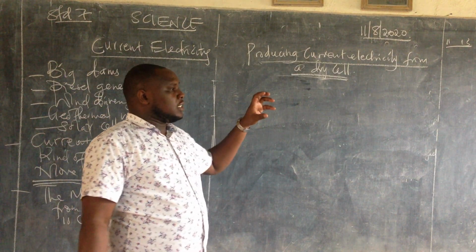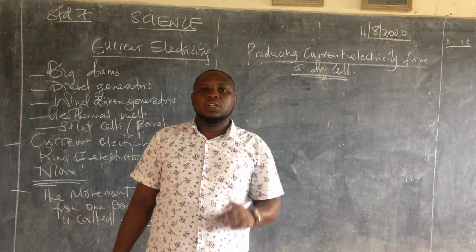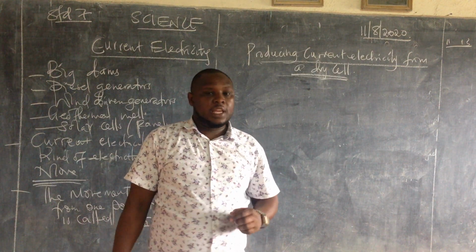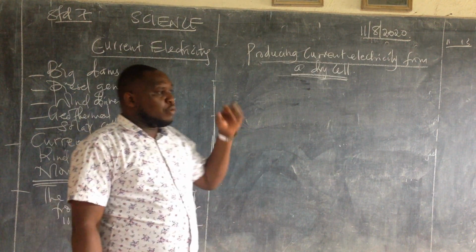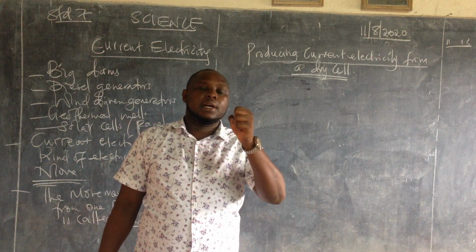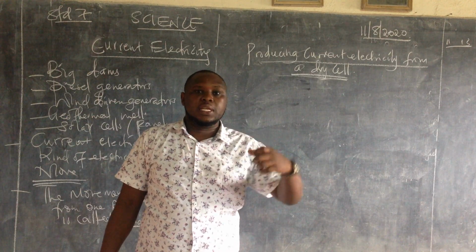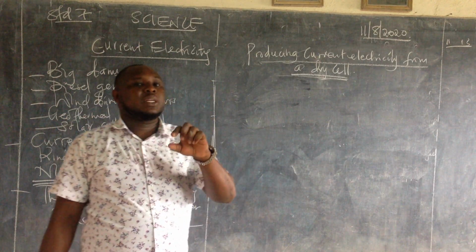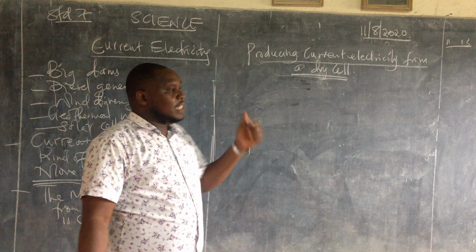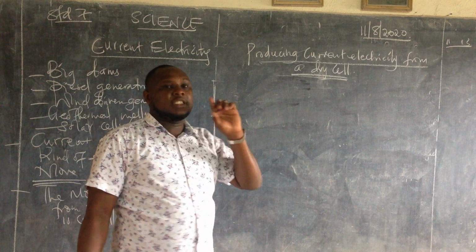So the torch cells, inside, if you break that torch cell, which is very, very dangerous, learner, don't attempt it. If, for example, you find the broken one, the destroyed one, you realize there's some black chemical substance inside them, and that chemical substance is not liquid, it is solid. That's why we call it a dry cell, that whatever is inside is dry.